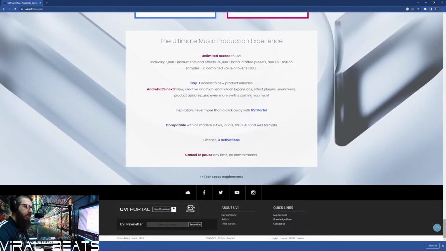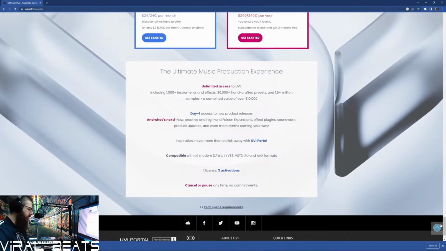This is one thing that I was asked about in the Discord, I believe, or on a different channel. They were asking about the licenses here. You get one license, three activations. I knew that they spelled it out here, but I just couldn't remember it at the time. But whoever it was, there's your answer right there. You get one license, three activations.